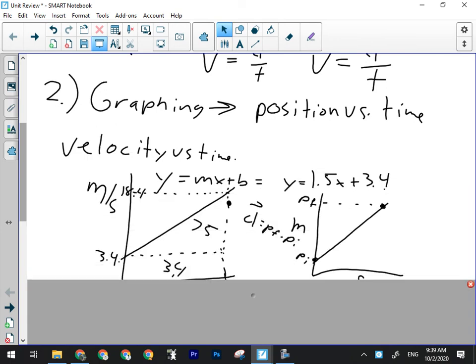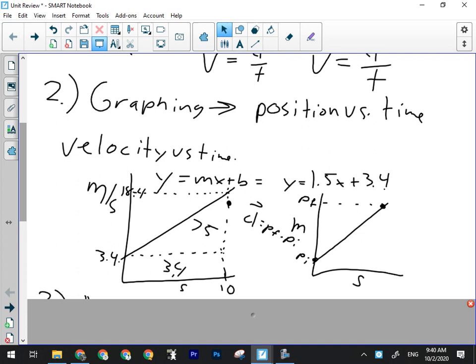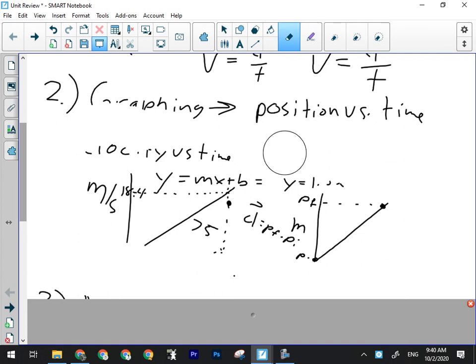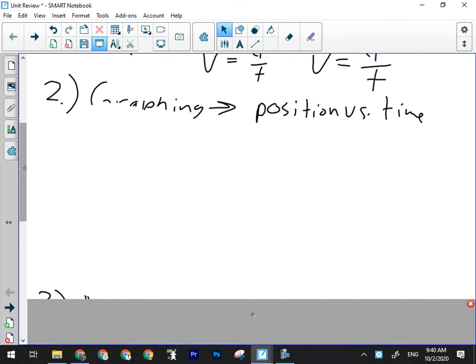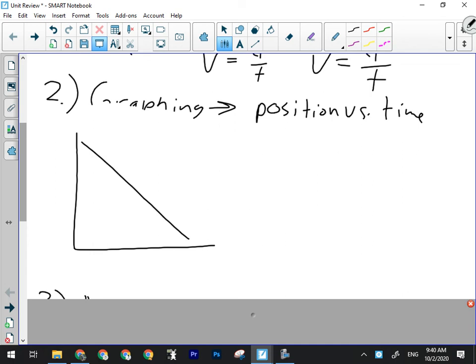Okay, so just some quick stuff here. I'm just going to erase that and do this over again because it's way too messy. Okay, if I have a position versus time graph and it looks like this, so this would be meters, this would be seconds. Okay, and I've got that line. What's that object doing?